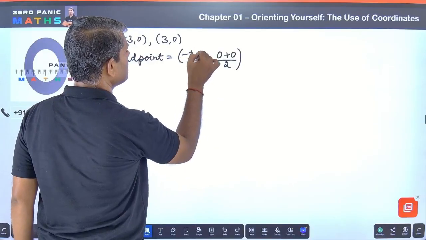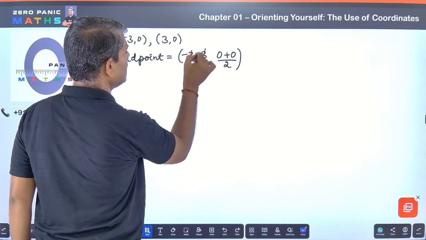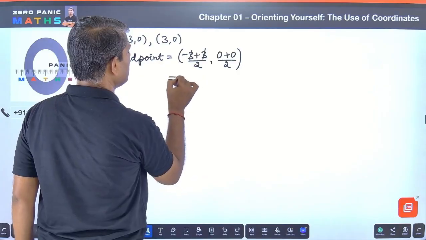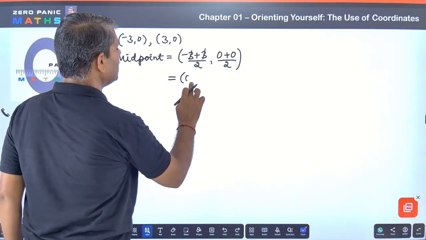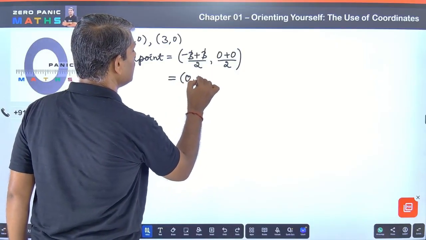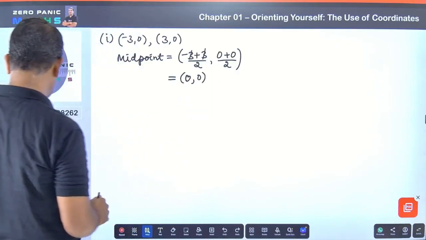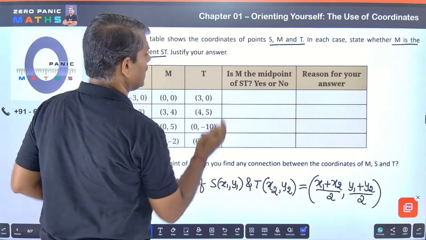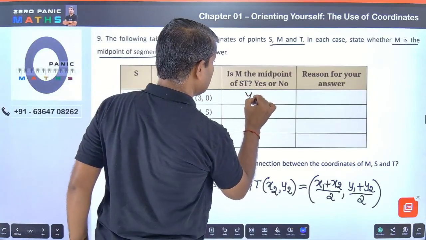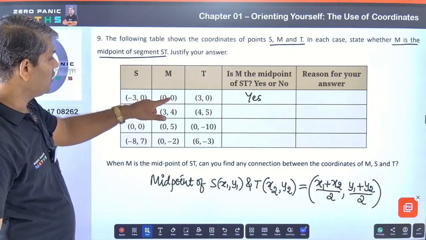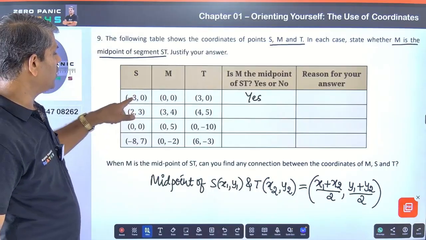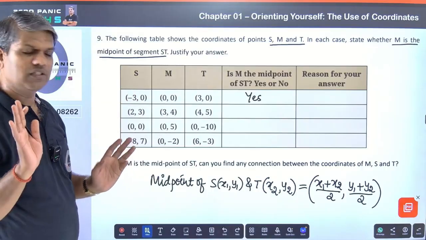So what is minus 3 plus 3? It got cancelled. It is 0 by 2. So what is that? 0 0. We got this coordinate as 0 0 only. So the first one is correct. We can say yes here because we have 0 0, which is the midpoint of these two given points. Understood? This is the simple one.